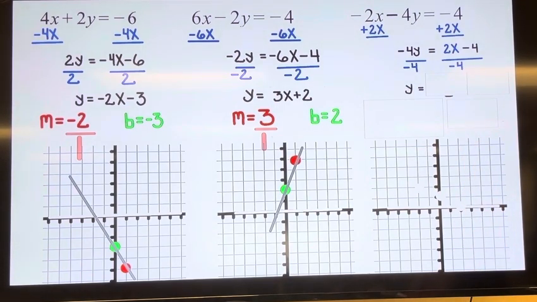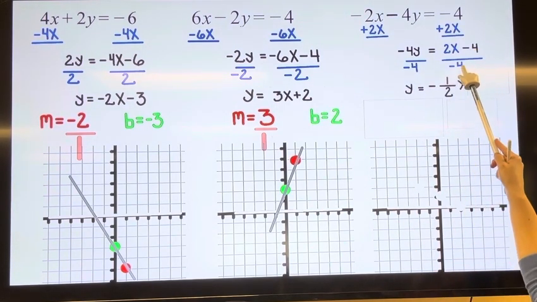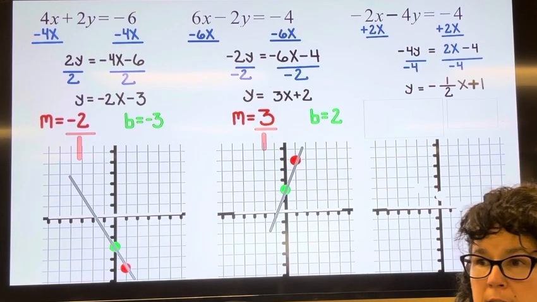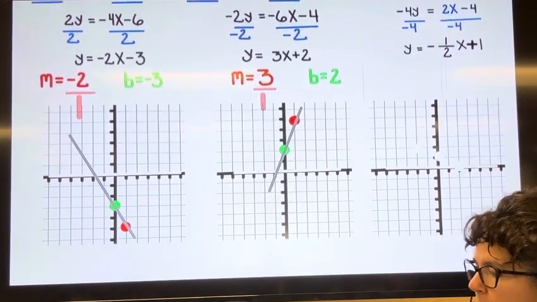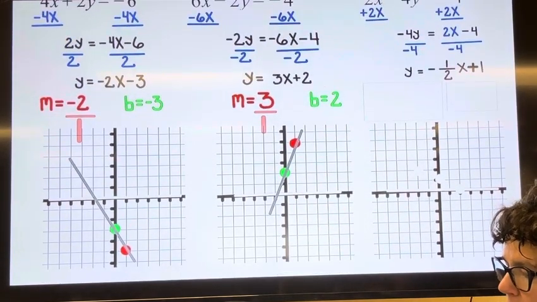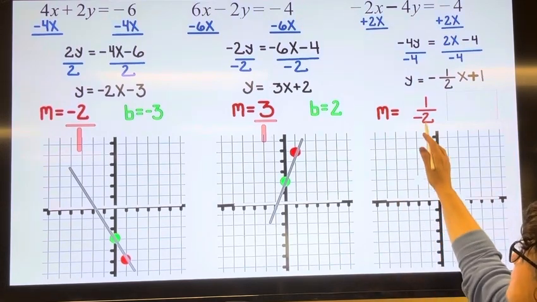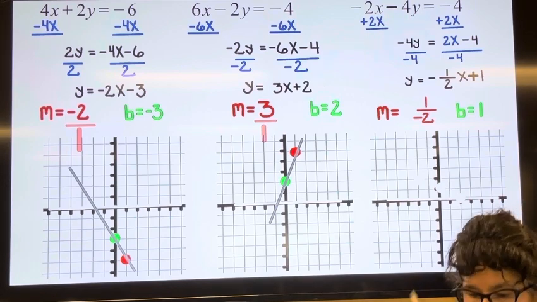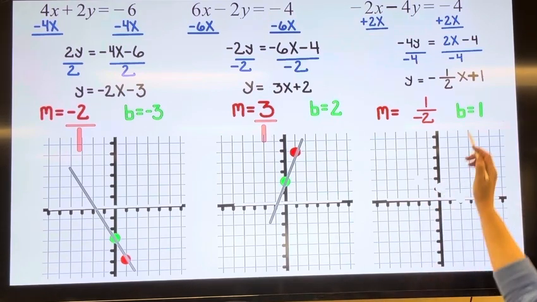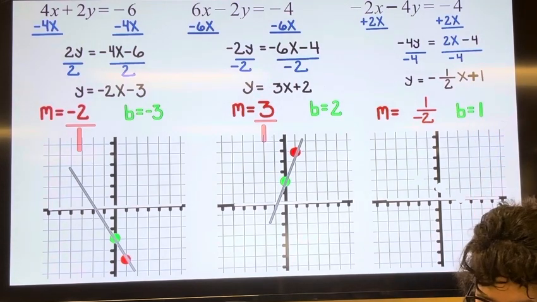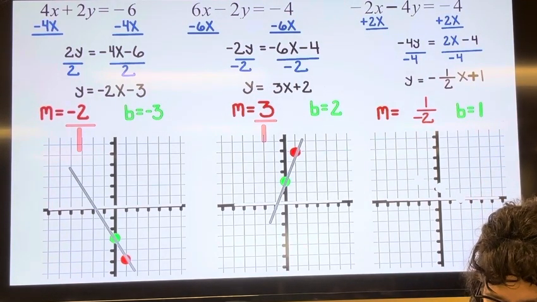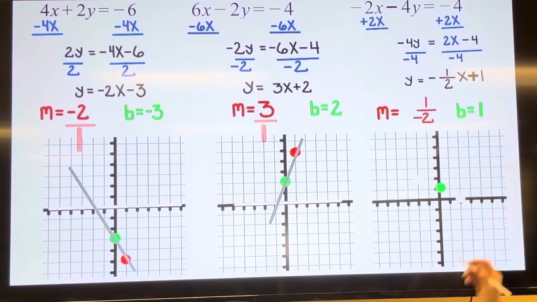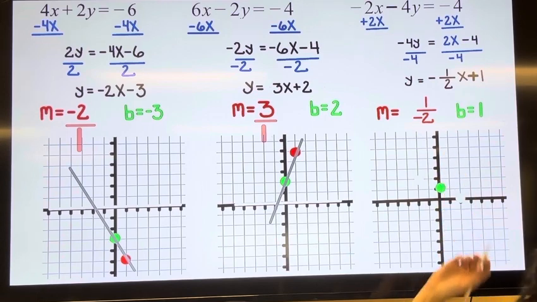So I have negative 1/2 x, and then negative 4 over negative 4. Negative 4 divided by negative 4 is plus 1. The number in front of x is my slope. The number at the end is my y-intercept. Okay, then from here, we're gonna go to our graph and begin on the y-axis at that number. So I'm gonna go to 1 on the y-axis, and then my slope.